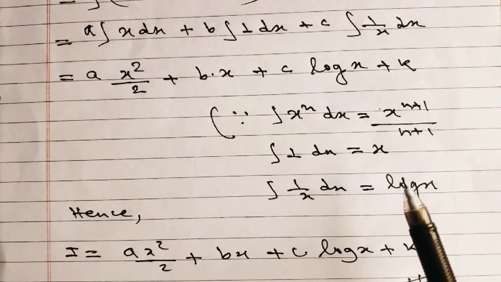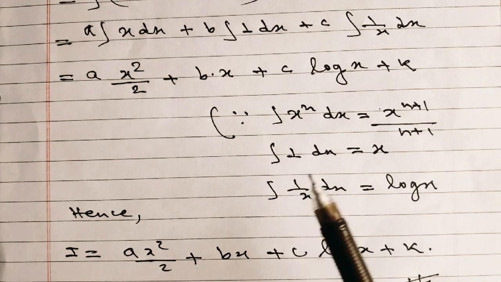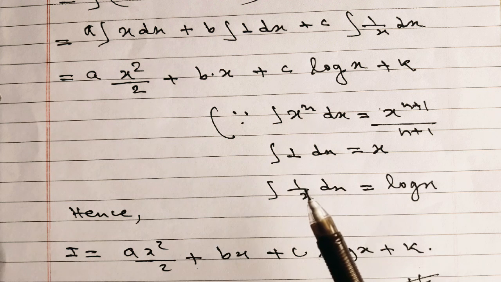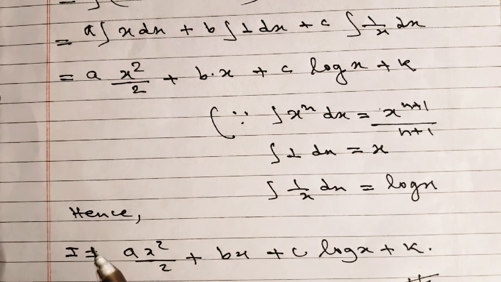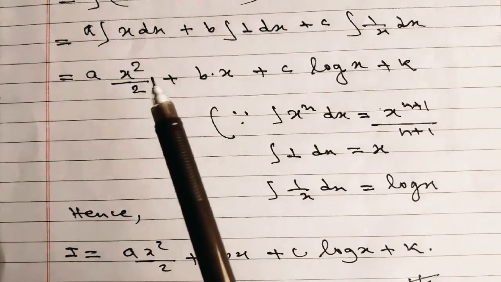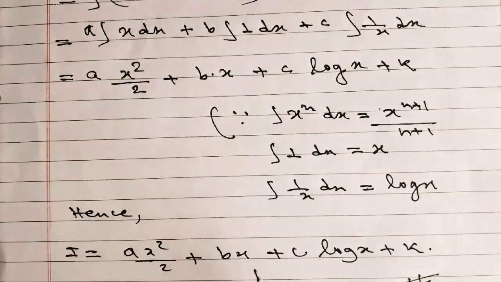We know antiderivative is the reverse of derivative. So log x derivative is 1 by x. So 1 by x antiderivative will be equal to log x. Hence I is equal to, that means the indefinite integral of the given function is ax square by 2 plus bx plus c log x plus k.